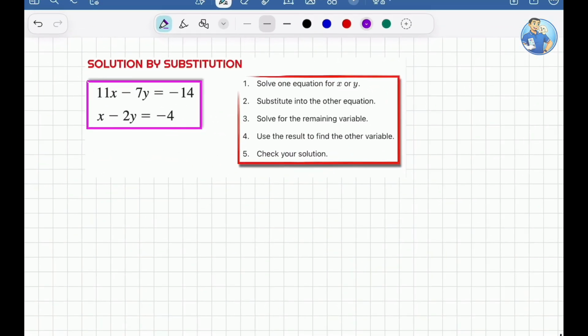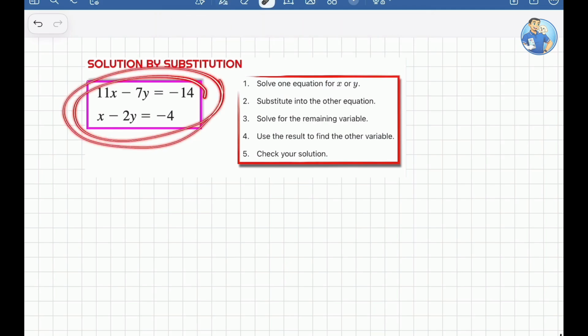Guys, this is a different example. We have example number 2 using substitution. As you can see in this example, we don't have a variable already isolated. So we need to choose, because this is step number 1, isolate a variable. Solve an equation for x or y. In other words, isolate x or y. Which one? We need to choose the easier one.